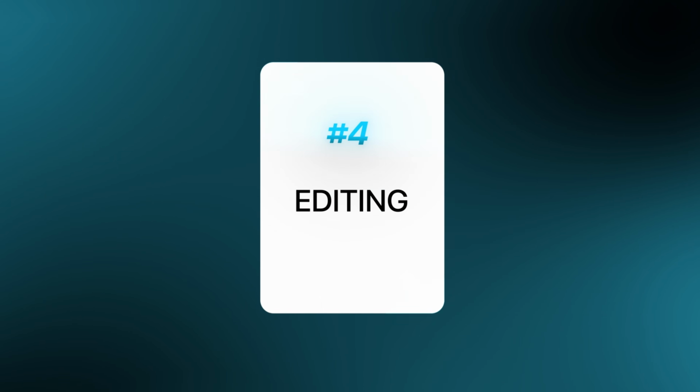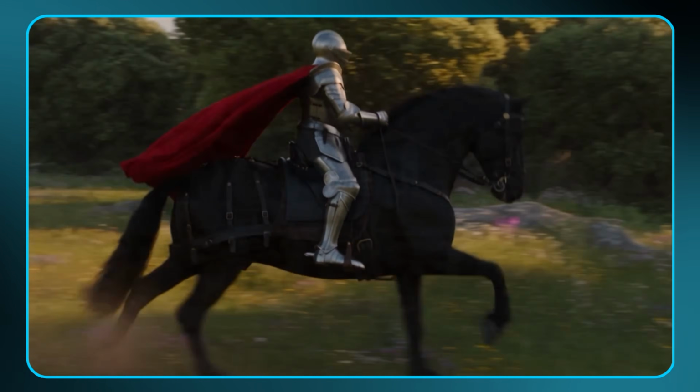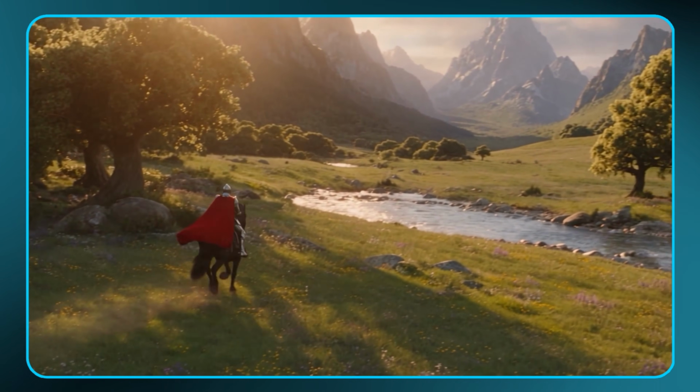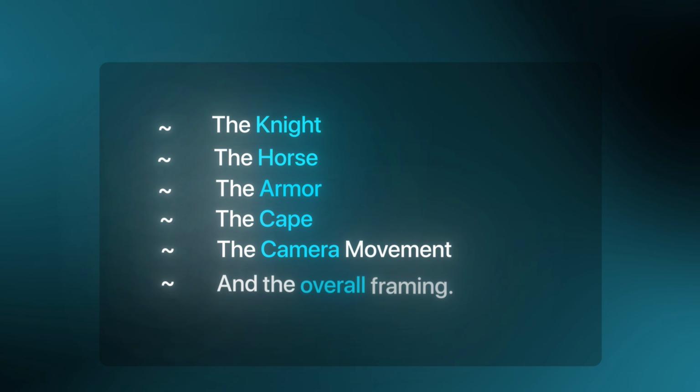Test 4. Editing one part of a shot. For the first test, I created a scene with a knight wearing silver armor, riding through a bright summer valley. It was a good test because there were several elements that needed to stay locked together: the knight, the horse, the armor, the cape, the camera movement, and the overall framing.